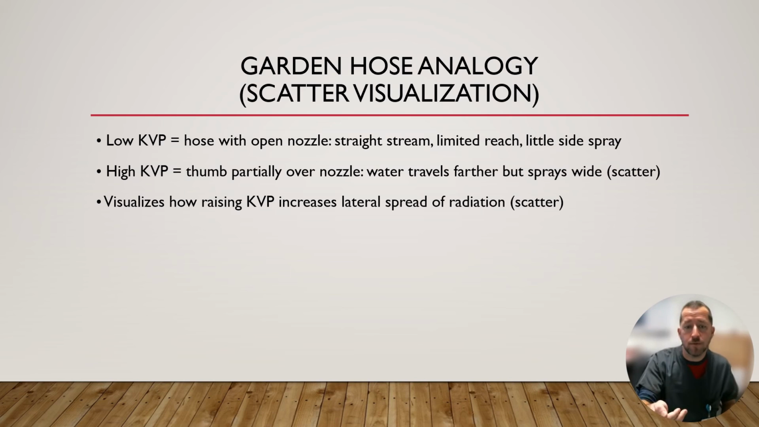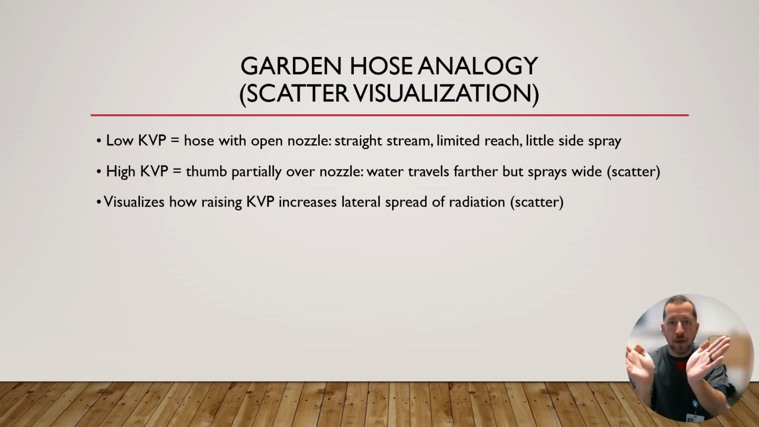But when we do that, just like with the hose, you get that side spray that diverts out. And as we increase kVp, we increase scatter production. So as you increase the speed of the water coming out by placing your thumb over the front edge of the hose, that side spray is visually how you can think about the scatter coming along as we increase the power of that water to go that greater distance.